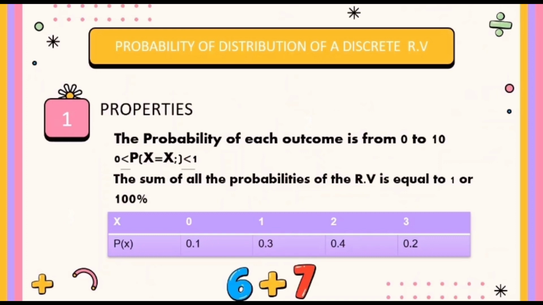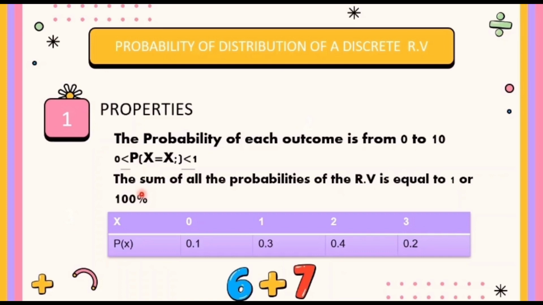When we say probability distribution of a discrete variable, here we are going to see the probability of every and each value of a random variable. When it comes to a discrete variable, there are two properties. First, the probability of each outcome is from 0 to 1, and then the sum of all the probabilities of the random variable is equal to 1 or 100%.